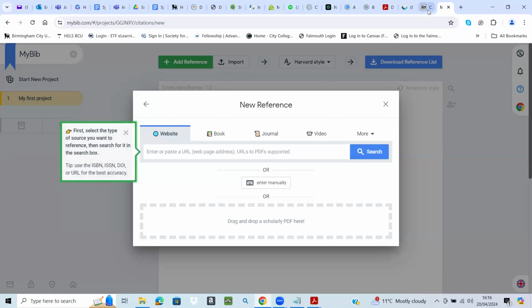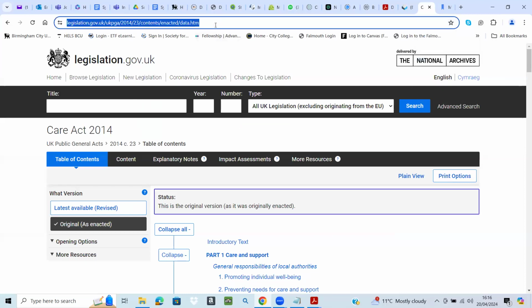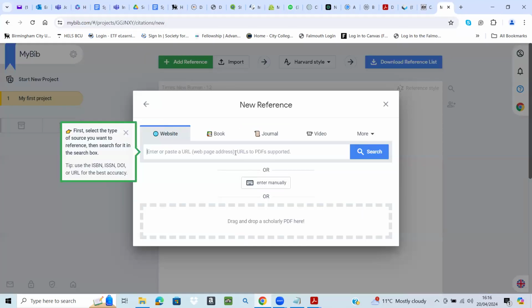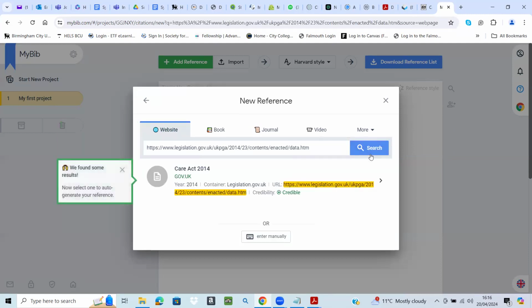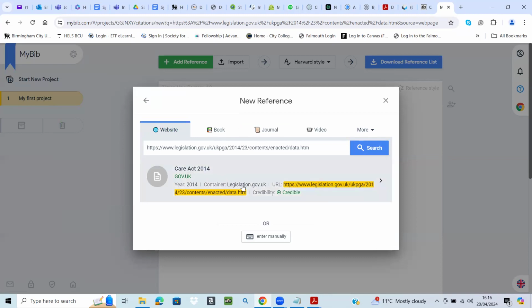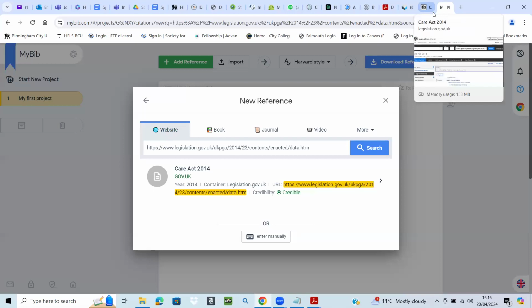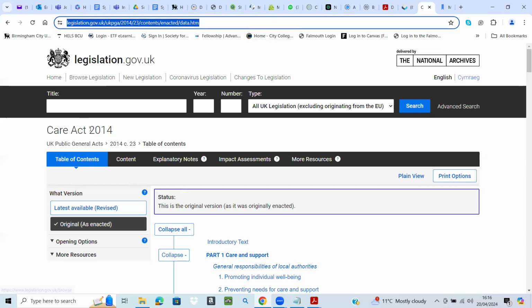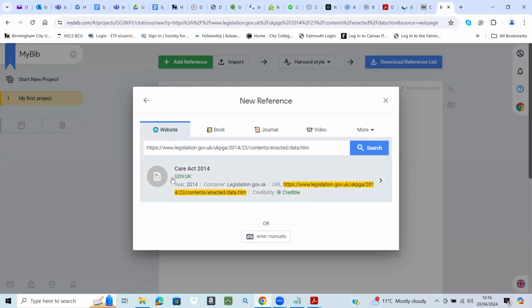So what I'll do is I will copy the link of that specific page, paste it here and search it. Now I have the search result. We need to check that it is the same website we are giving the reference for. We are talking about legislation.gov.uk and it's about the Care Act 2014. Look, it's giving me the same result, legislation.gov.uk, and this is the URL, and it says it is a credible source. So we'll always use credible sources, and now I will click onto it.